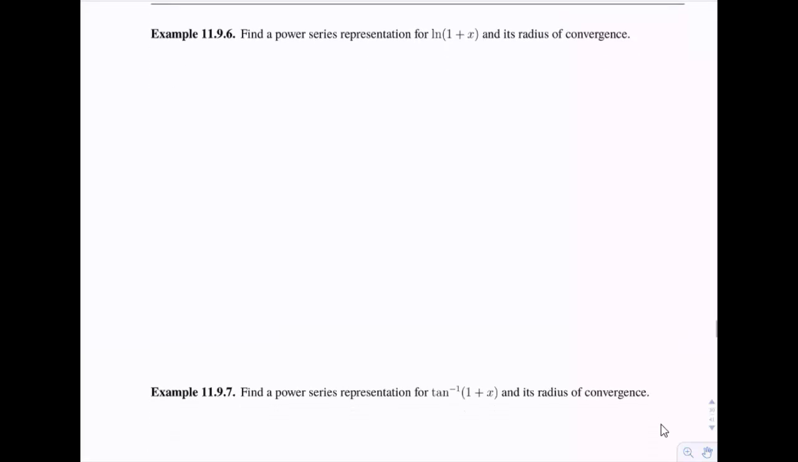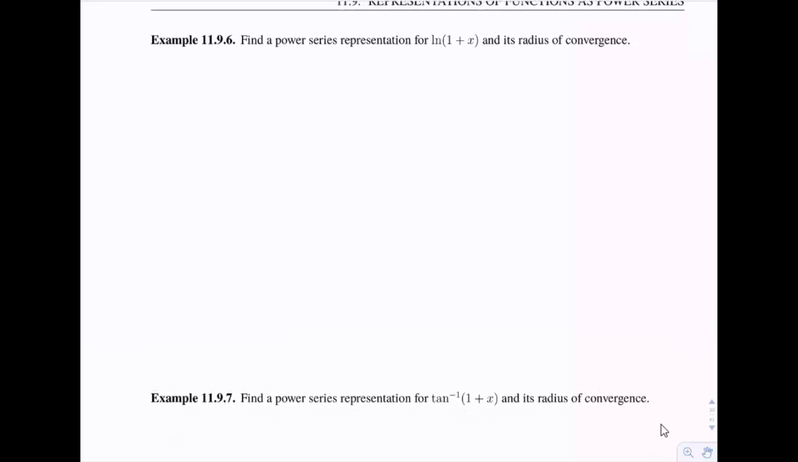Okay, let's try another one of these. I did a derivative one. Why don't we go ahead and try an integral one? So the natural log of 1 plus x. If I take the derivative of this thing, let's see what I get. I get 1 over 1 plus x.